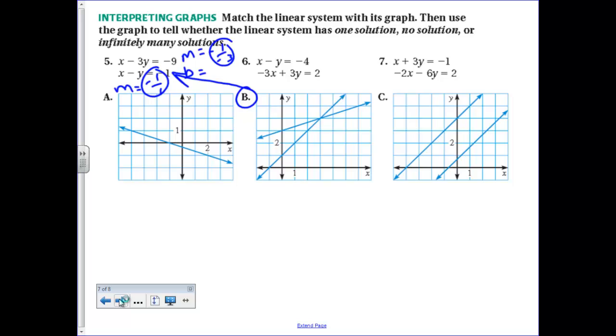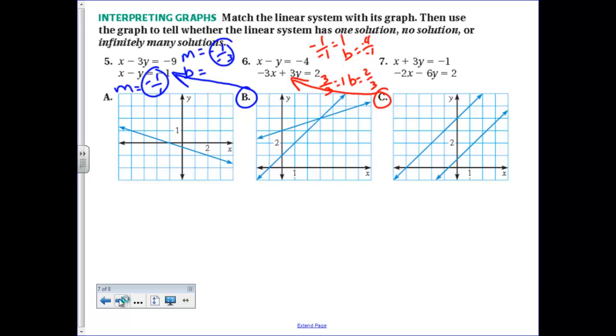Go on to number 6. I have a negative 1 over negative 1 slope for the first one. I have a 3 over 3 for the second one. So both of these slopes are equal to 1. The only question is, are they the same line or are they parallel lines? The y-intercept of the first one is going to be negative 4 over negative 1, which is 4, and the y-intercept for the second one is going to be 2 over 3. So the y-intercepts are different, which makes them parallel to each other. So this one would have to be C.